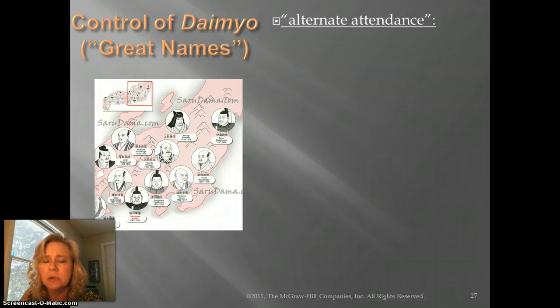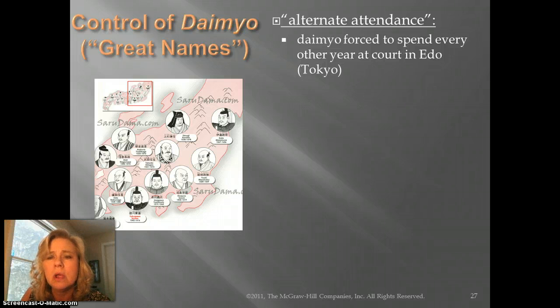Now, what the Tokugawa needed to do was to control the daimyo, the great names. These were the rulers, the shoguns in Japan, who had vast land holdings and who had loyal people, soldiers and samurais that were below them. And so what the Tokugawa required was alternate attendance. Every other year, the daimyo were forced to spend their year at the court in Edo or Tokyo.